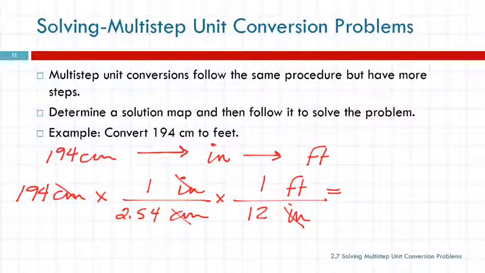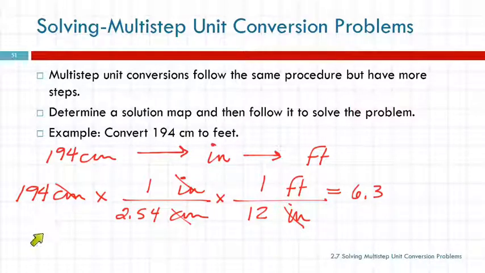So I'm going to do 194, skip the times 1, divided by 2.54, times 1, divided by 12, equals. So we need to write down what the calculator says, but oftentimes it's a bit ridiculous.